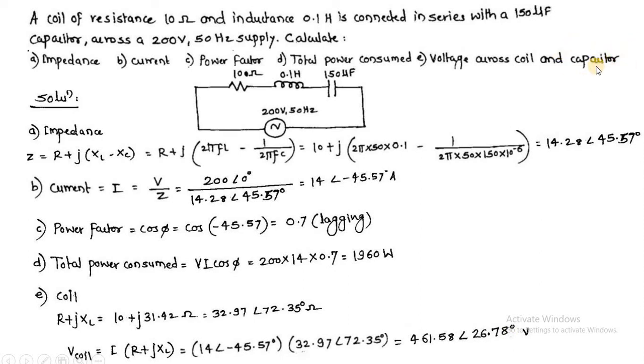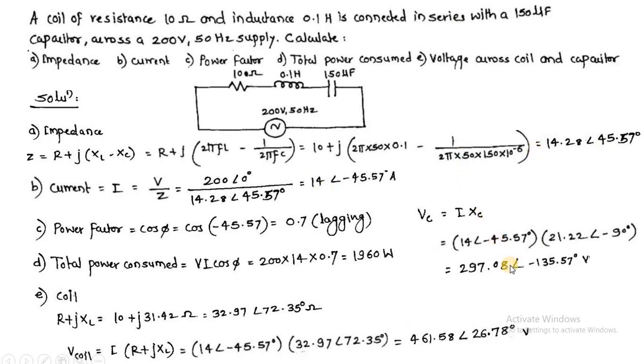And then the last parameter, the voltage across the capacitor. VC is equal to I into XC. So I will take the I value in polar, 14 at an angle minus 45.57, times the value XC. Where do we get the XC value? XC is 1 upon 2 pi FC. So 1 upon 2 pi FC is 21.22 at an angle minus 90 degree. The value is coming 297.08 at an angle minus 35.57 degree.